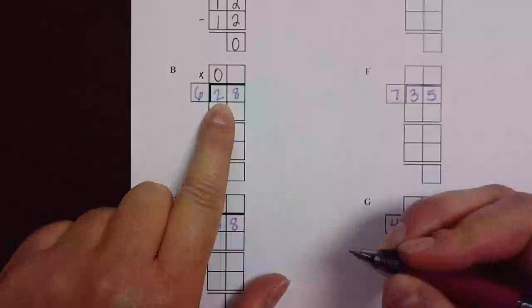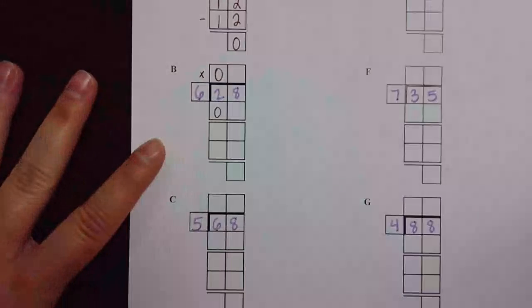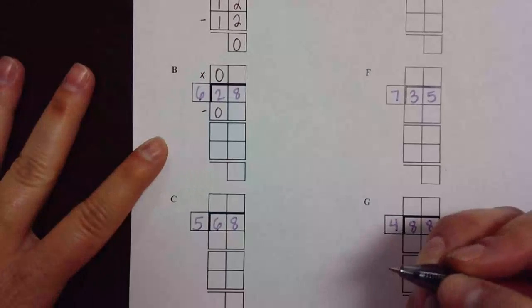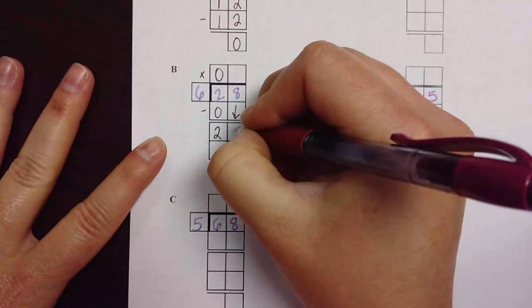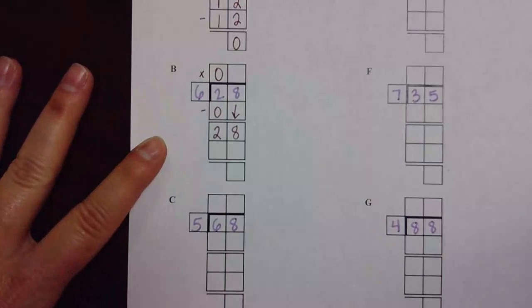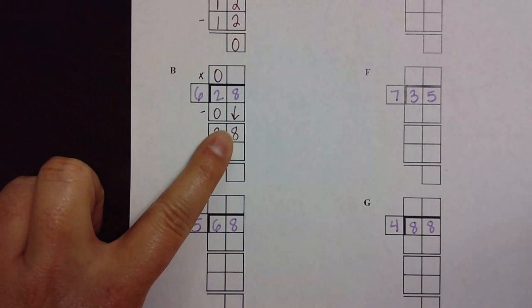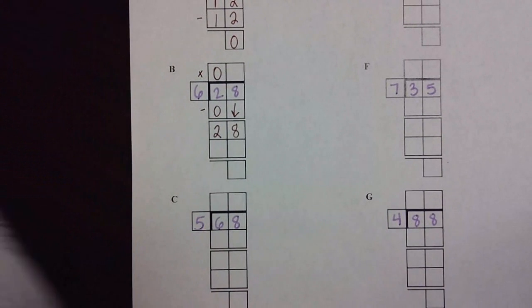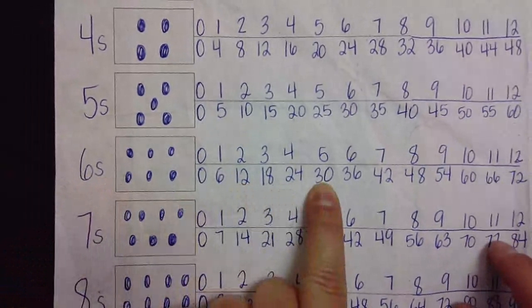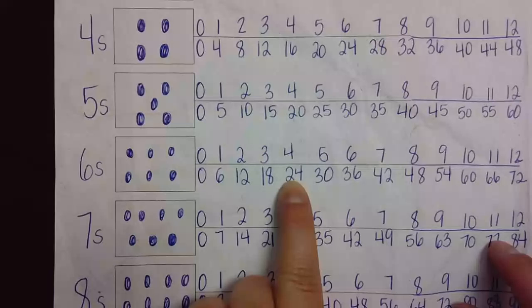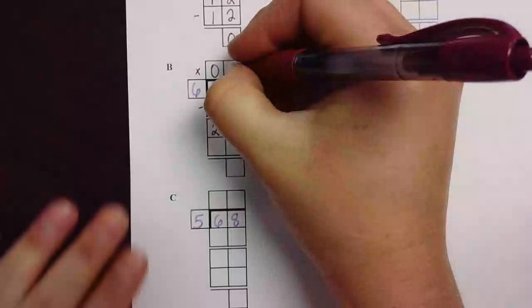Divide, multiply. 0 times 6 is 0. Subtract. 2 minus 0, I'm still left with 2. Subtract and bring it down. So I start over again with step 1 to divide. How many times does 6 go into 28? Well, 30 is too much, right? So go back one. What's on top? 4. Goes in there 4 times.